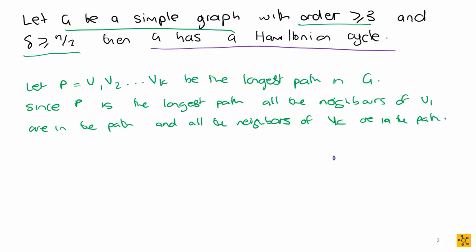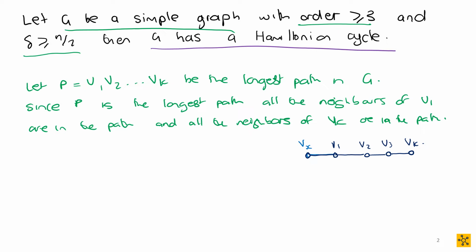So say, for example, you had v1, v2, v3, and let's just say vk, just so that you can see what we're talking about, and say this was your longest path. If v1 had a neighbor that wasn't in the path, say vx, and vx was a neighbor of v1, that means there would be an edge between them, which means we could actually just extend this path. And that's why we can say that.